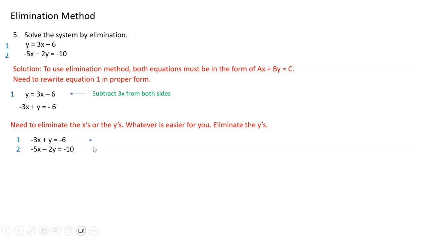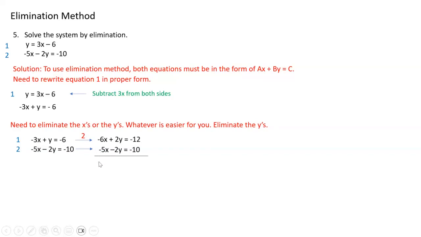So here, guys, we're going to get rid of the y's by multiplying every term in equation 1 by 2. And why 2? Because 2 times y will give us 2y. Then when I add it to the second equation, they'll be eliminated. But we have to multiply 2 times every term. So 2 times negative 3x gives us negative 6x. 2 times positive y gives us positive 2y. And 2 times negative 6 gives us negative 12. Equation number 2, we'll just leave it over. And now all we do is add them vertically.